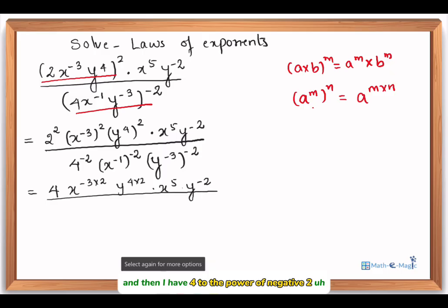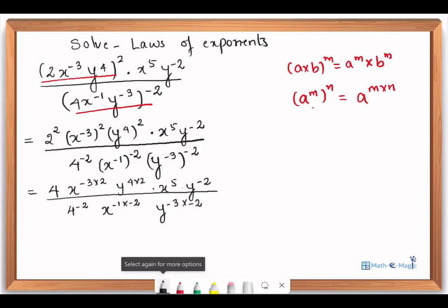negative 2. Let's keep it as it is for now, and we will apply another law here and we'll try to solve it. So this would be x to the power of negative 1 times negative 2 and y to the power of negative 3 times negative 2.